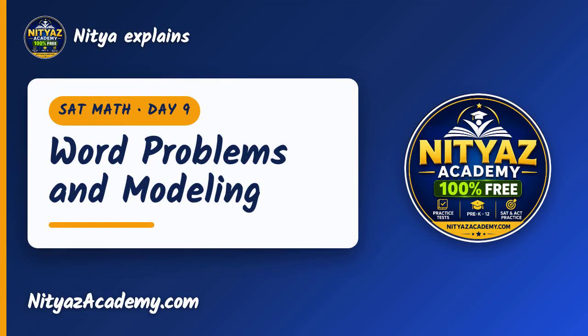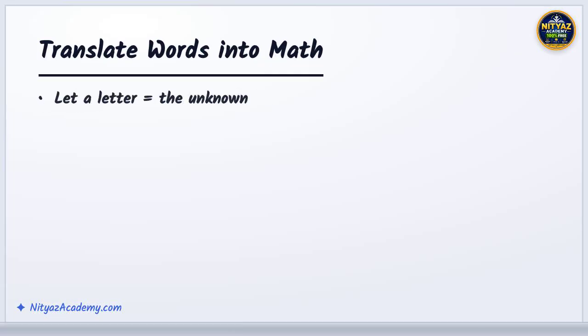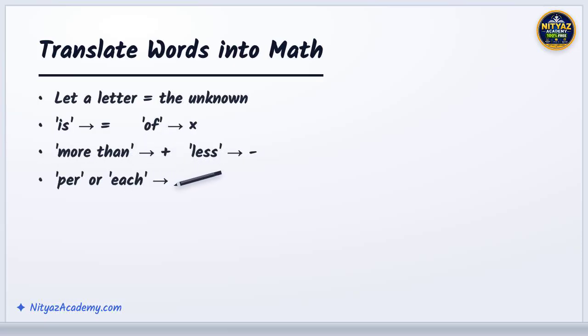Let's learn word problems and modeling together, step by step. Every word problem is just an equation in disguise. Start by letting a letter stand for the unknown you want. Then translate the English. The word "is" becomes an equal sign, "of" means multiply, "more than" means add, "less than" means subtract, and "per" or "each" signals a rate you multiply by. Write this sentence in math, and the problem almost solves itself.